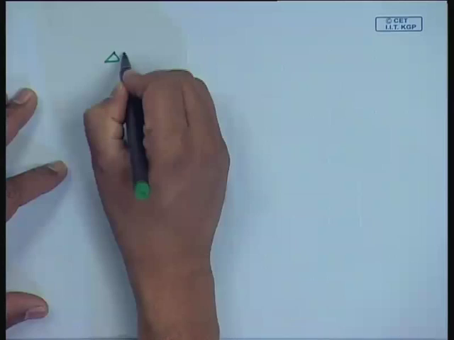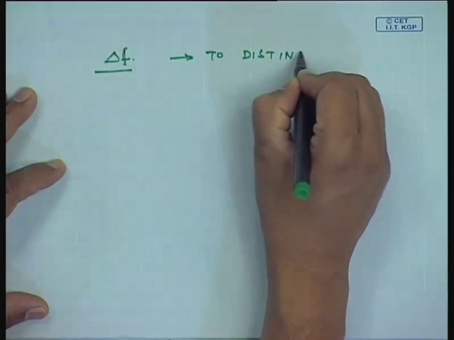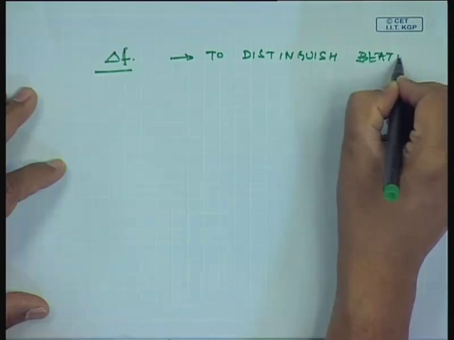But if I want to find out the two frequencies which are responsible for beating, I can simply do a fast Fourier transform wherein I have to be sure that the delta f is very fine. To distinguish beating, I need to have a frequency resolution where delta f has to be very, very fine.